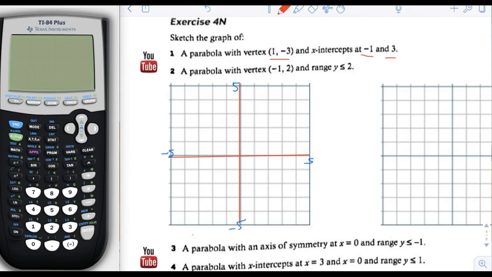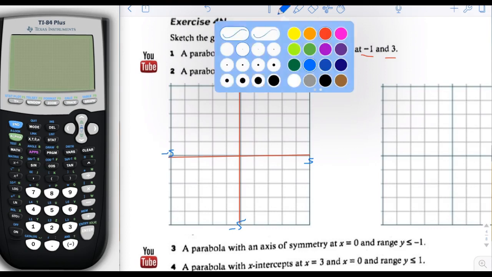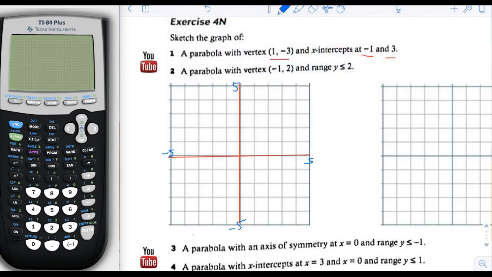Okay, I'm going to draw my parabola in blue. And I see that it has x-intercepts -1 and 3, so I'm going to label those points with dots. And it has a vertex at (1, -3). Okay, so I think I can already draw it through these points.